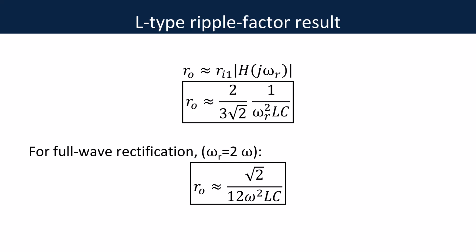For a full-wave rectifier, omega R is twice the supply angular frequency omega. Substitution gives root 2 divided by 12 omega squared LC. Both formulas are approximations based on the dominant harmonic and the high attenuation condition.